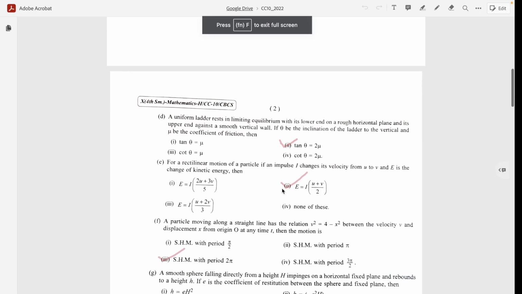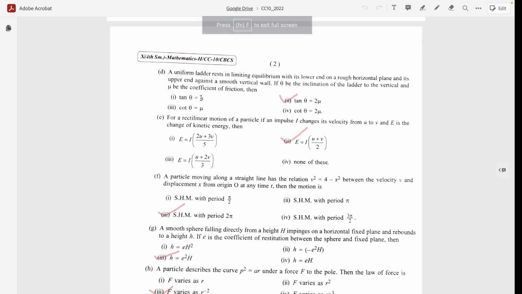Next question 1D. A uniform ladder rests in limiting equilibrium with its lower end on a rough horizontal plane and its upper end against a smooth vertical wall. If theta be the inclination of the ladder to the vertical and mu be the coefficient of friction, then the correct option is tan theta equal to 2 mu.